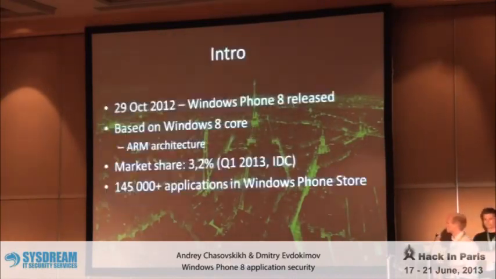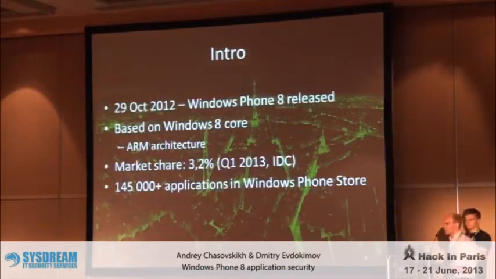So let's start. Windows Phone 8 is a new version of the smartphone operating system from Microsoft. The previous version was version 7. Windows Phone 8 is based on the same core as Windows 8 and it has ARM architecture. Well, the talk about application security only makes sense when you have a significant number of applications and users. So how many of you have Windows Phone in your pockets? Well, it's quite the same situation.